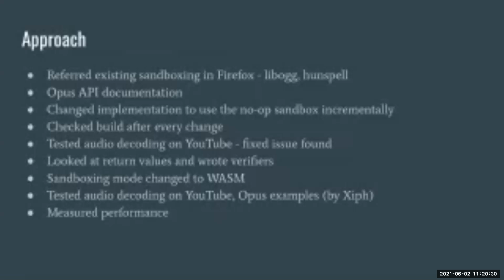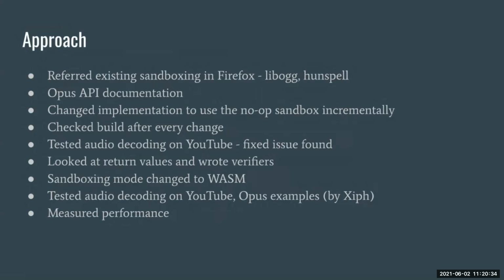Coming to the approach we followed, we first referred to the existing sandboxing implementation done for libogg and Hunspell. It helped us get acquainted with the code structure, conventions followed in Firefox, and how we could go about sandboxing libopus. We relied heavily on the Opus API documentation to determine pointers being passed, out parameters and the return values. With that, we started making changes incrementally to reach no-op sandbox. One thing that we kept in mind was to try a build after every change.